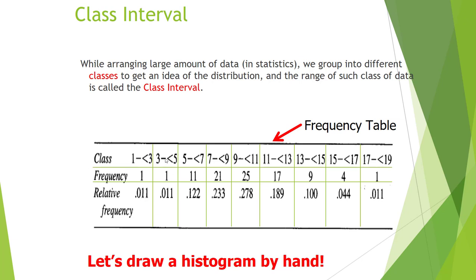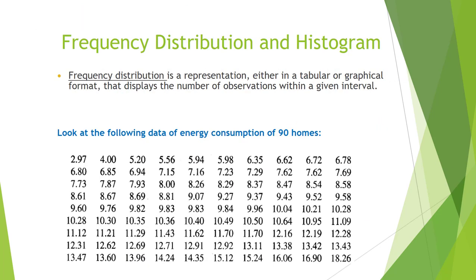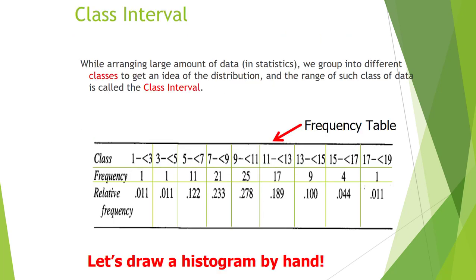I have 9 classes, and each class here has an interval. So the first class, I have an interval of 2, second one, interval 2, interval 2. So all these 9 classes, each one has an interval of 2. And then after I did that, I go back to my table, and I say, let's count how many homes with energy consumption between 1 and 3. So I only have 1 home here.